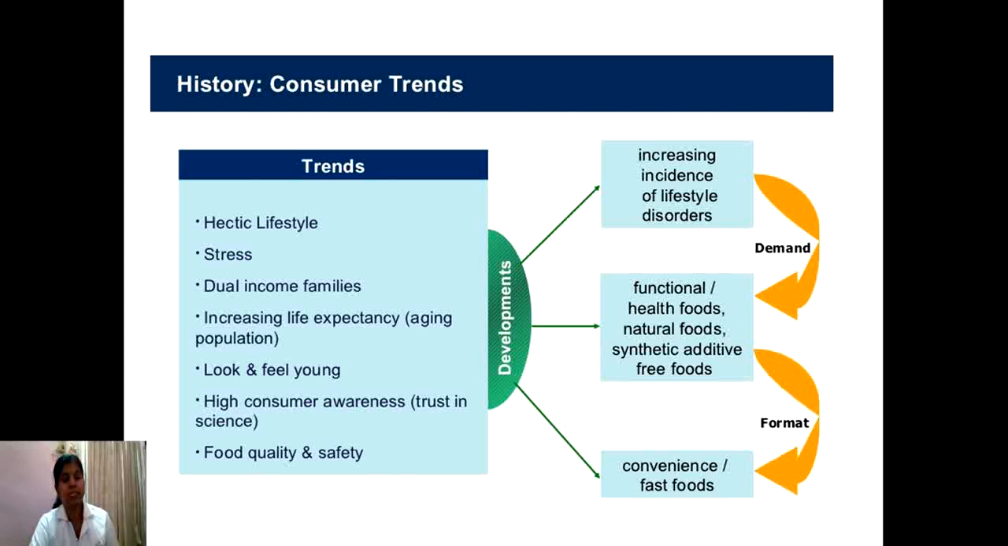These trends lead to an increasing incidence of lifestyle disorders, which again leads to the demand for functional health foods, natural foods, and synthetic additive free foods, and to the demand for convenience and fast foods. When we go for convenience food, we need healthy nutrients and health benefits directly from the food. So nutraceuticals and functional foods play a very important role in the preparation of convenience food.